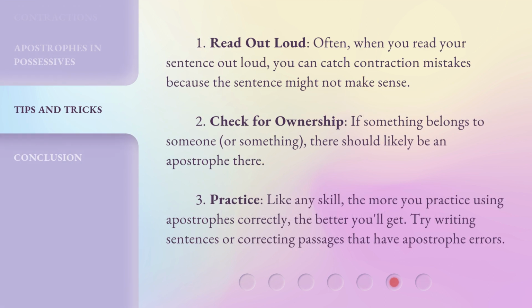1. Read out loud. Often, when you read your sentence out loud, you can catch contraction mistakes because the sentence might not make sense. 2. Check for ownership. If something belongs to someone or something, there should likely be an apostrophe there. 3. Practice. Like any skill, the more you practice using apostrophes correctly, the better you'll get. Try writing sentences or correcting passages that have apostrophe errors.